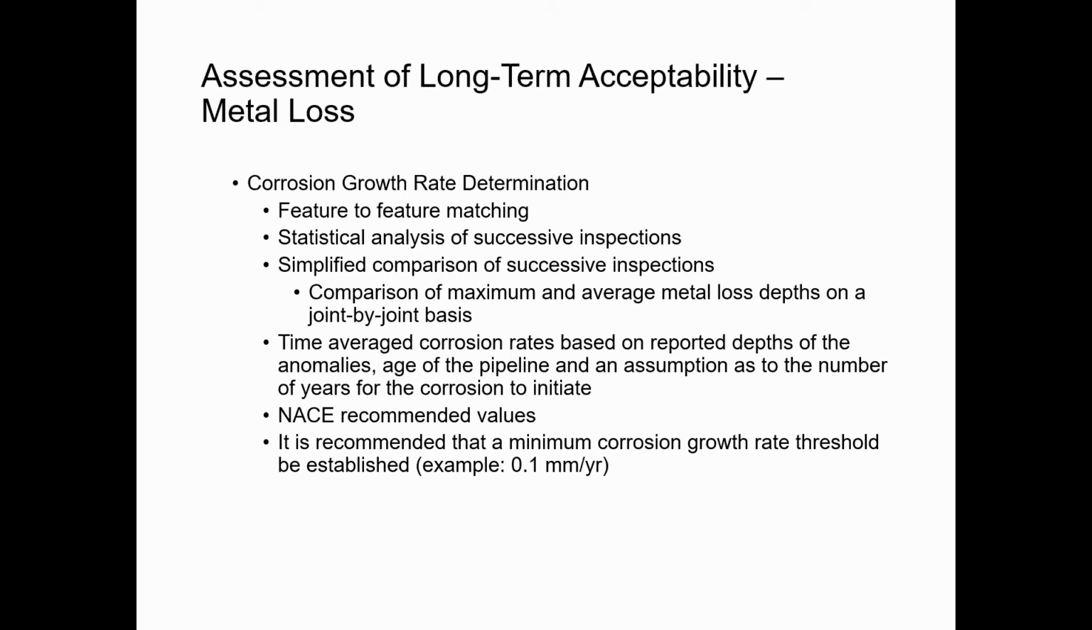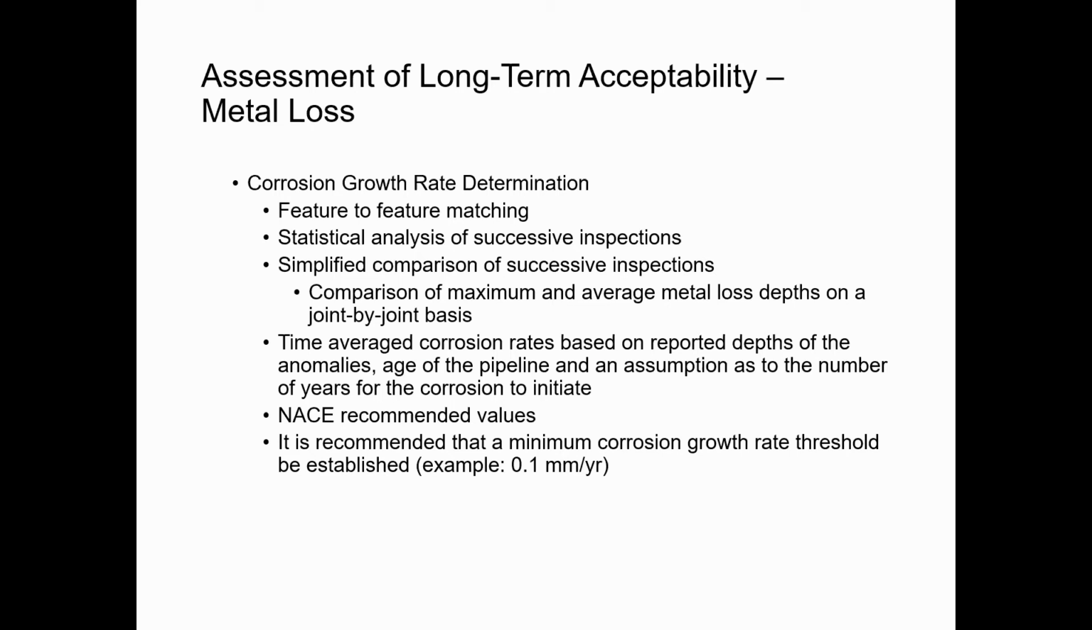There's simplified comparison of successive inspections. So that could be on a joint-by-joint basis of successive runs. You compare the maximum depths reported on the joint or the average depths on the joint. And obviously in each of these cases that you're using successive runs, you're taking the time difference between the two runs, and that's the denominator in the crack or the corrosion growth calculations.